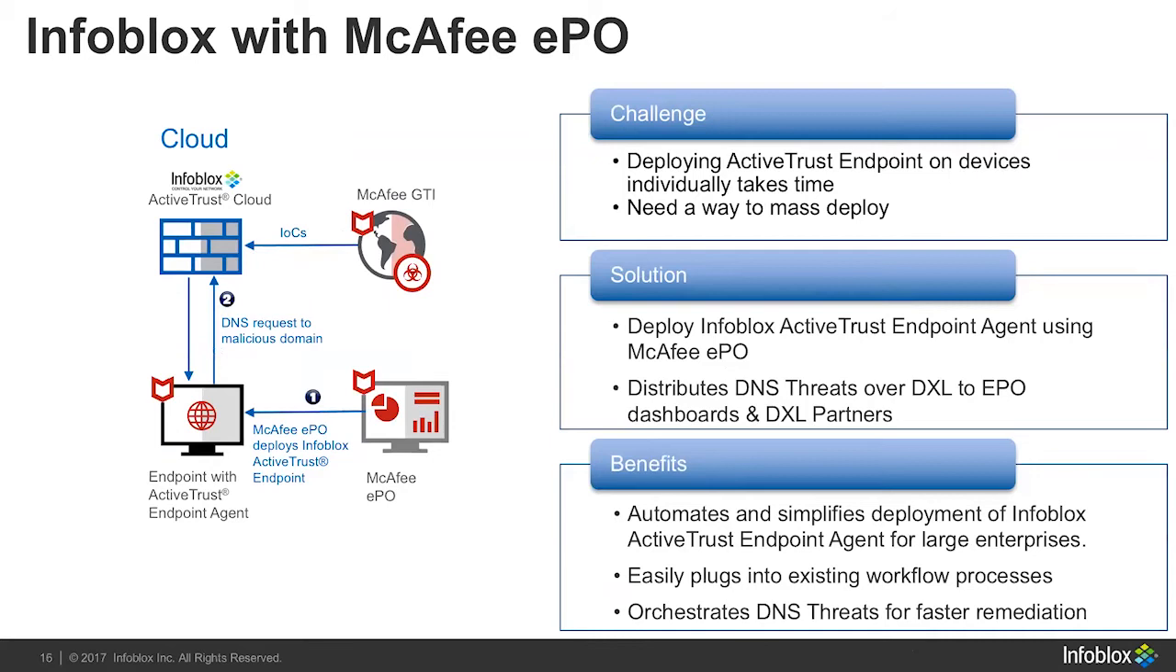EPO is also a big integration for us with McAfee. We're able to take threats that we detect in DNS and push them directly through DXL into the EPO dashboards to provide that common workflow and orchestration. We're also able to use EPO's distribution to deploy the ActiveTrust Cloud client onto endpoints for roaming users, and for our customers who want to push out our endpoint client, as opposed to using our forwarding and other capabilities inside the corporate networks.